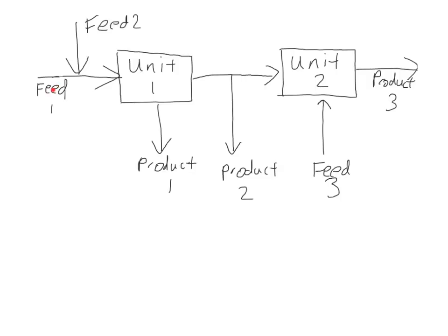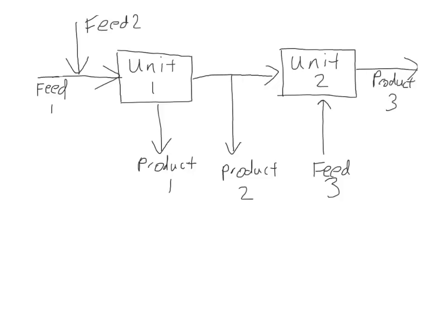We have one feed here, and they mix at this point and then enter this, what we call unit 1. Unit 1 separates some as product 1, some of it continues on, and we take some of that off to this product 2, some of it goes on to unit 2, and then we have another feed, and then product 3. So we have this complex mixing and separating process going on.